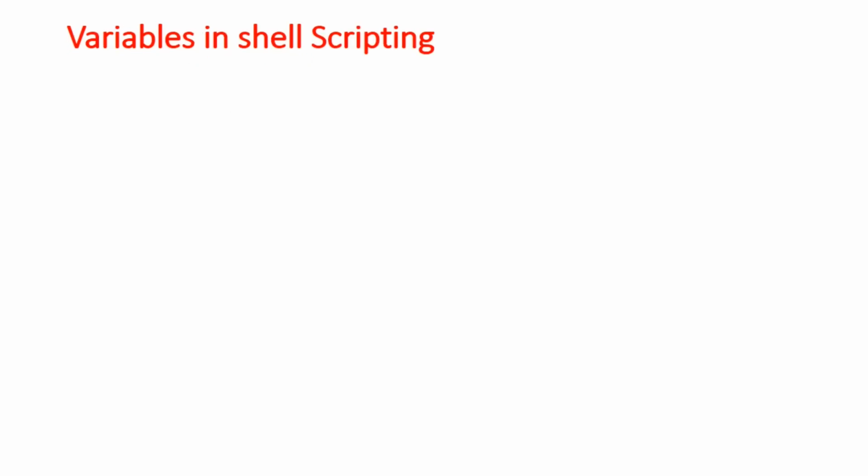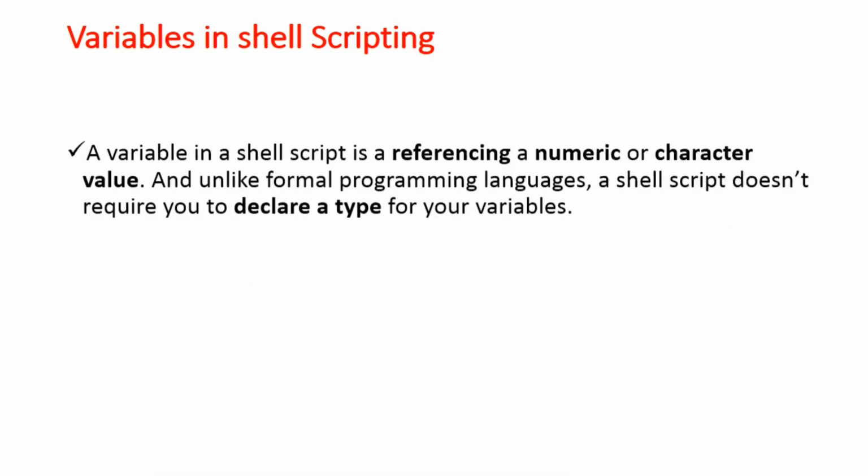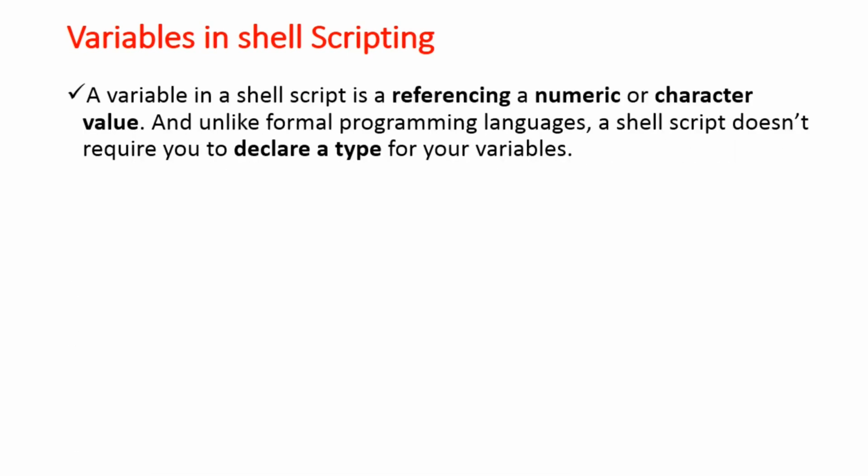Okay, so the next topic is variables in shell scripting. What is a variable? A variable in a shell script is a reference to a numeric or character value. It is just a reference, which refers to a numeric or character value in a Unix system. Here in shell scripting there is no need to declare a type, like int, char, float, or double, for the variables.